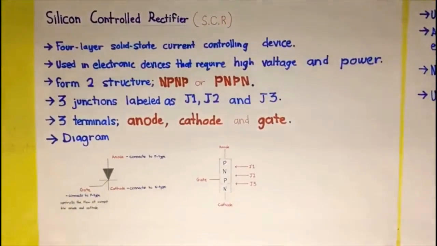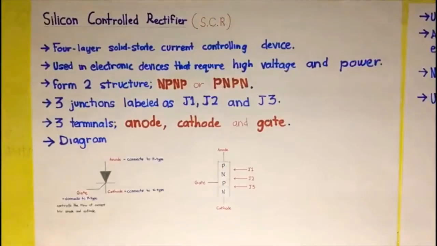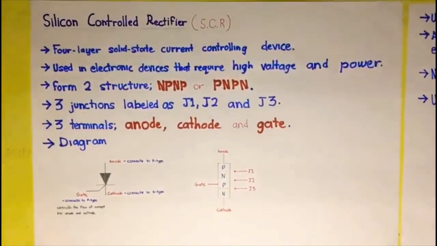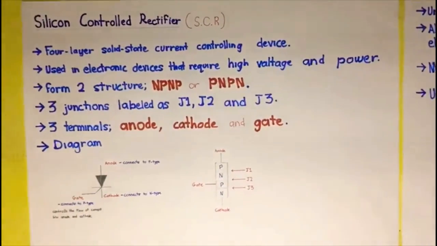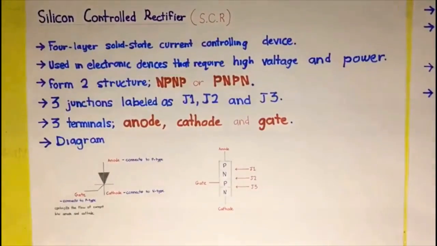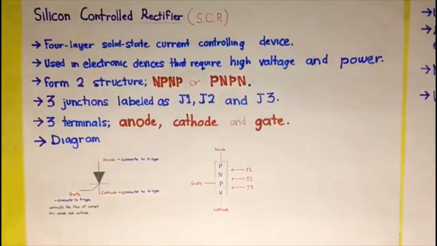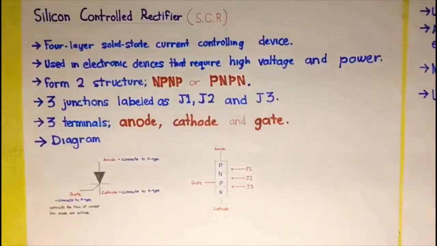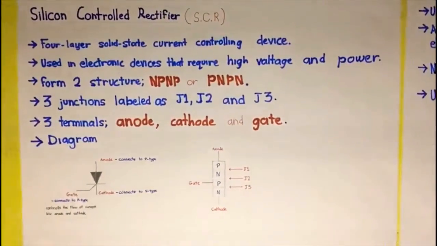Hello, today I want to talk about the SCR. SCR is Silicon Controlled Rectifier, a 4-layer solid-state current controlling device. It is used in electronic devices that require high voltage and power.